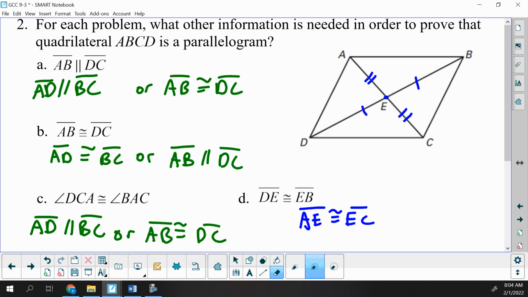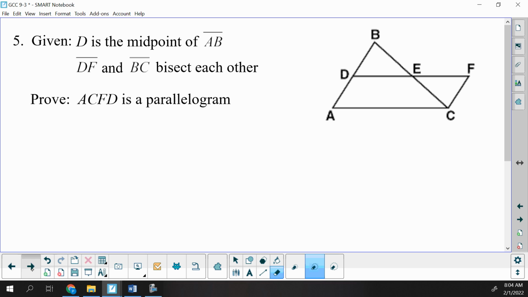All right, we're going to look at some proofs now, and we're going to actually work backwards. So we're going to start with number 5 on page 13, and then we'll go to 4, and then depending on time, we'll maybe do 3 after that. So go ahead, get your statements, reasons, and givens down for number 5 on page 13.